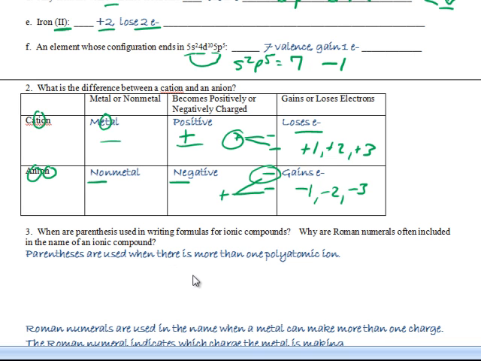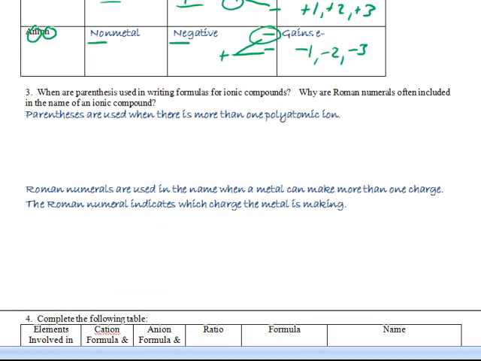Okay, so number 3. It says, when are parentheses used in writing formulas for ionic compounds, and then why are Roman numerals used? So parentheses are used anytime you have a polyatomic ion, and anytime you have more than one of them. So let's say you have magnesium, +2, hooking up with hydroxide, -1. You put the 2 down here, and you put the imaginary 1 there, and you end up with MgOH2. Now, if you left it like that without the parentheses, you would have 1 magnesium, 1 oxygen, and 2 hydrogens. And that's not what we want to imply. We want to imply that there's 2 sets of hydroxide, so we put parentheses around it.